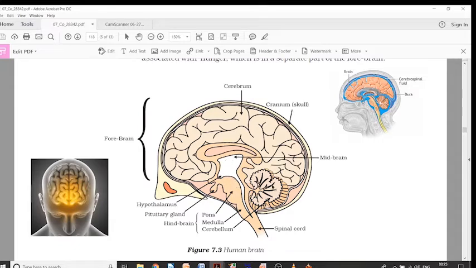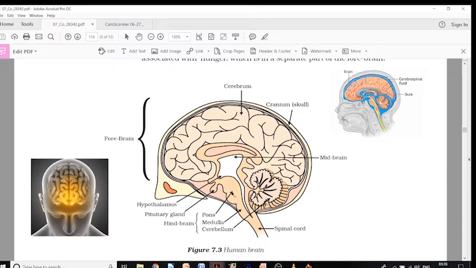Then moving on to the hindbrain. The hindbrain consists of three parts. The first part is known as the cerebellum. This cerebellum controls the muscular movements when you lift your hand or when you lift your leg. The muscular movements are controlled by the cerebellum, and it also controls the body posture, how you sit, how you stand, as well as the equilibrium. So the cerebellum has very important functions: the muscular movements, the body posture, and equilibrium.